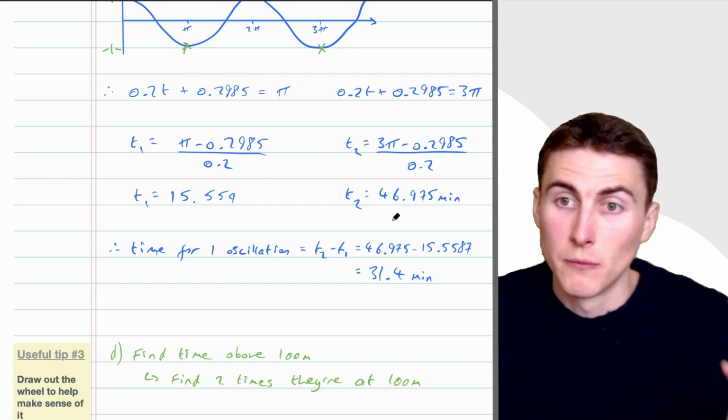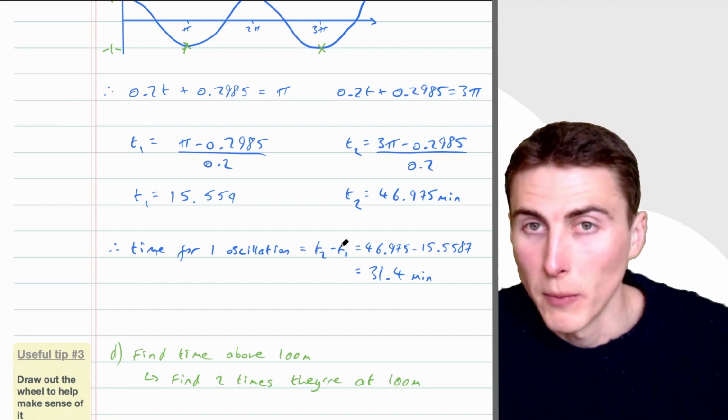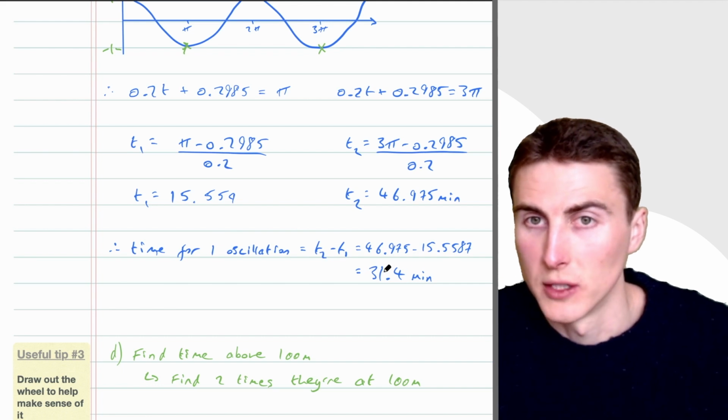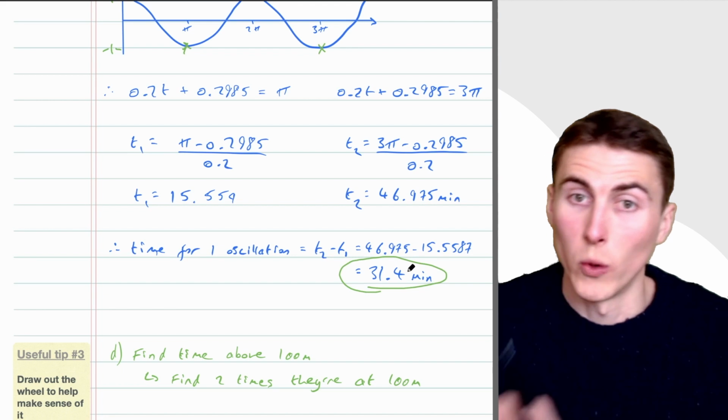So to find the time for the whole oscillation, going all the way around, I just do t2 minus t1, and the difference between those times is 31.4 minutes. So that there is how long it takes to go all the way around.